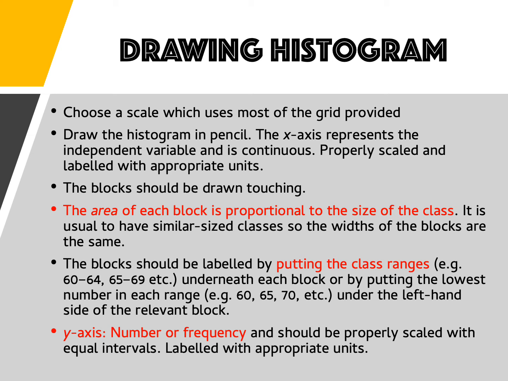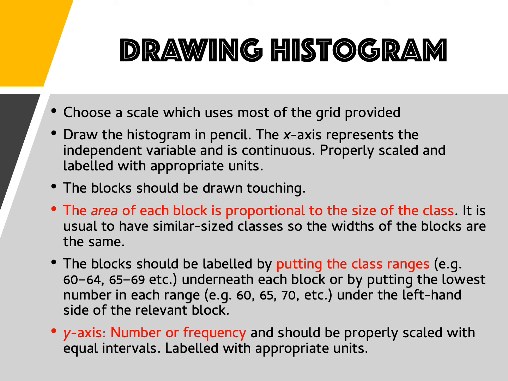For a histogram, the blocks should be drawn touching with no gap in between. The area of each block is proportional to the size of the class. It is usual to have similar size classes, so the widths of the blocks are the same.